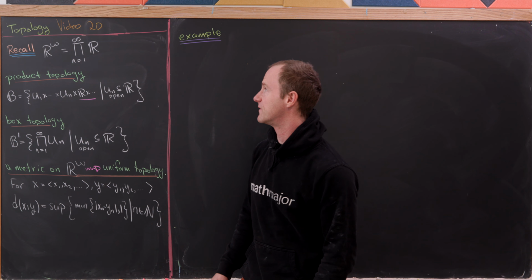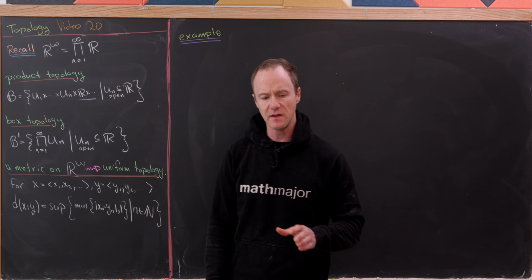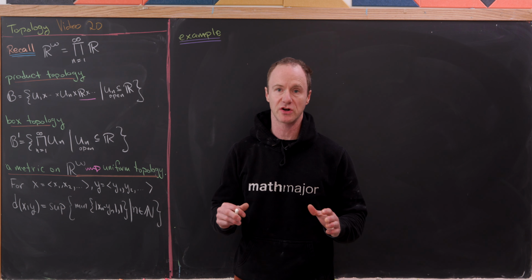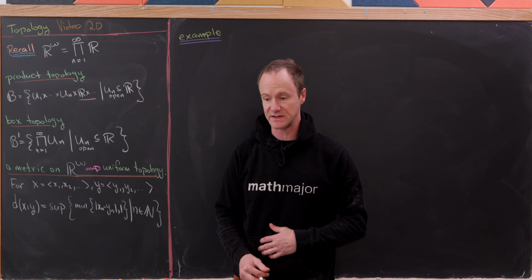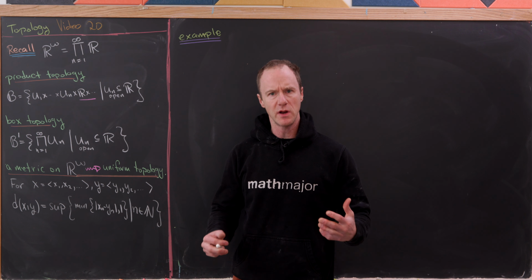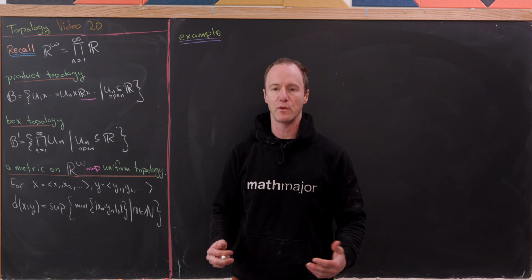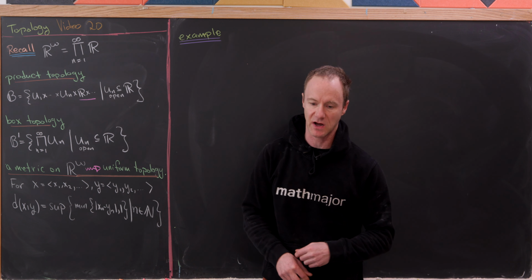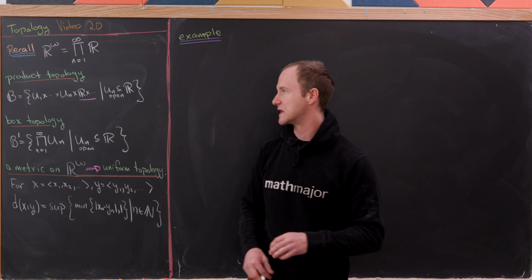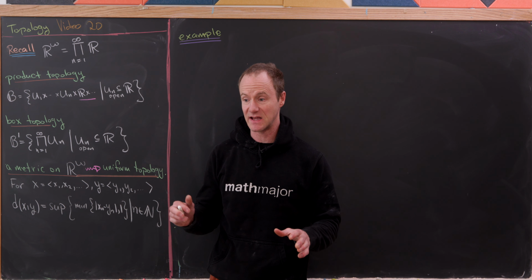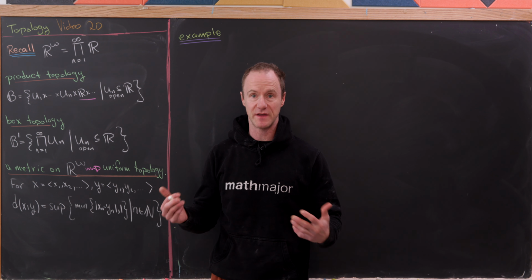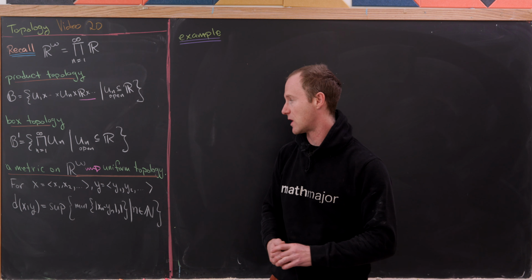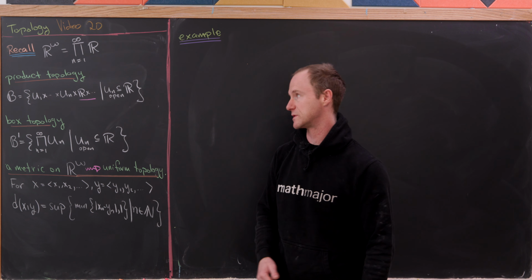This is the 20th video in our series on topology. And in the previous video, we talked about arbitrary products of topological spaces and noted that we could endow them with something called the product topology or something called the box topology. Well, now I want to look at a special case of that setup and then endow this space with a third topology, which we'll call the uniform topology.